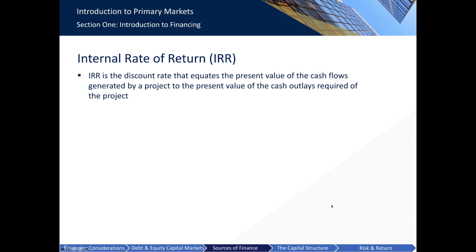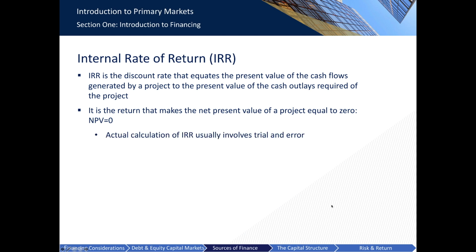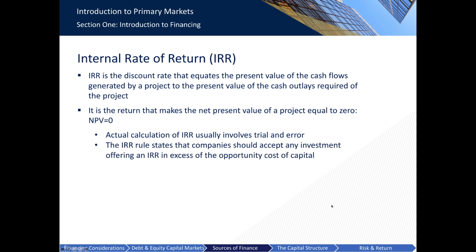In summary, IRR is the discount rate that equates the present value of the cash flows generated by a project to the present value of the cash outlays required by the project. It is the return that makes the net present value of a project equal to zero. But there are a couple of points to note. Actual calculation of IRR usually involves trial and error, and the IRR rule states that companies should accept any investment offering an IRR in excess of the opportunity cost of capital. In other words, if the IRR exceeds a company's rate of return, then the project is desirable.